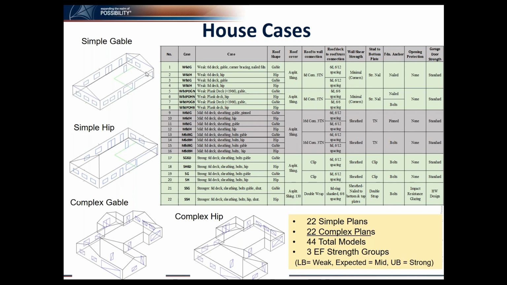So basically we divided into low, that means weak, mid, and strong categories to match with the DOD wind speed table, where they say lower bound, expected, and the upper bound. So in these house cases, these are the expected house cases.